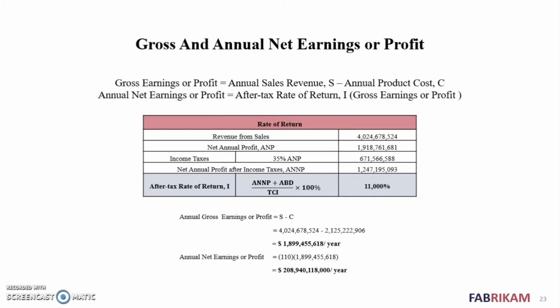The gross earning or profit is the annual sales revenue minus the annual production cost, while the annual net earning is the after-tax rate of return times the gross earning profit. This gives the annual gross earning profit of $1.899 billion USD per year and the annual net earning of $208 billion USD per year.